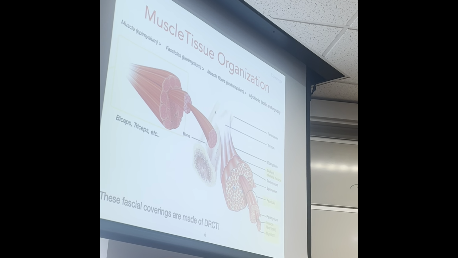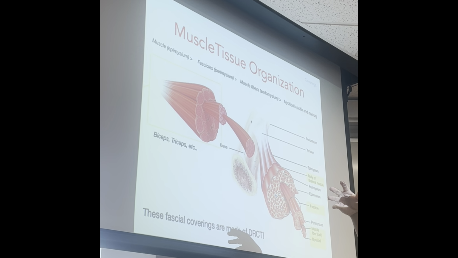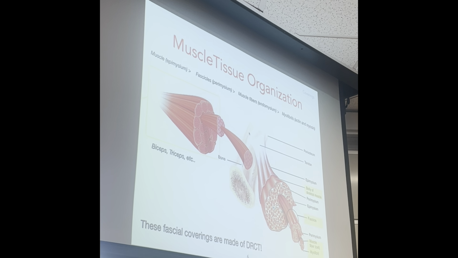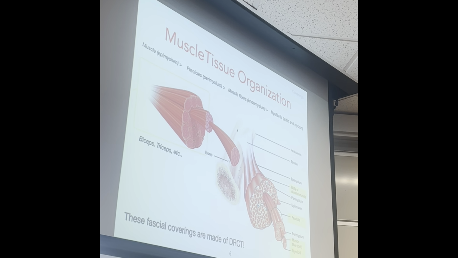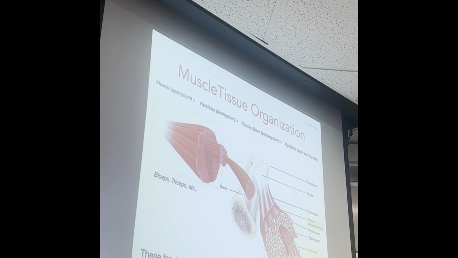So muscles have an epimysium. Fascicles are connected by a perimysium, and within the fascicle you have these fibers, which are surrounded by endomysium. That leads to myofibrils. Those myofibrils, again, are just those actin and myosin filaments that interact.